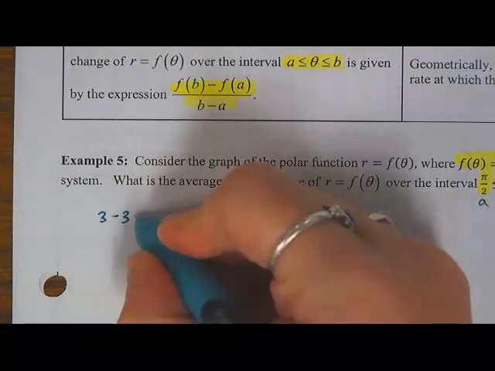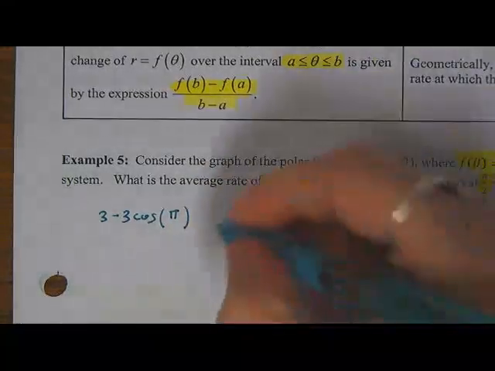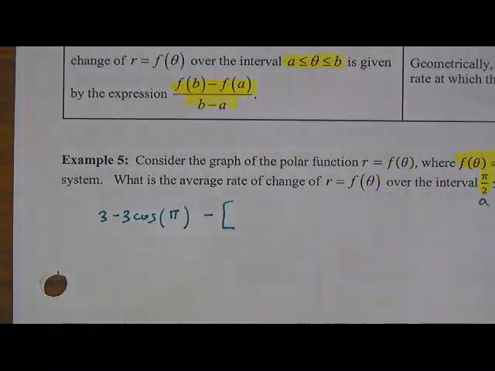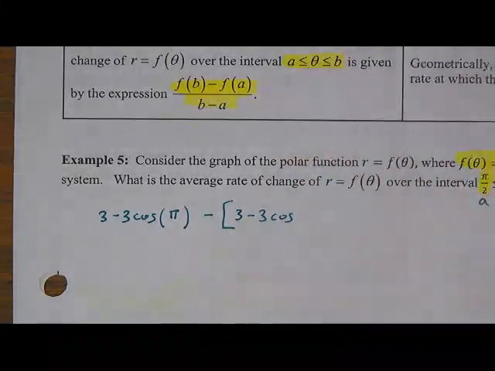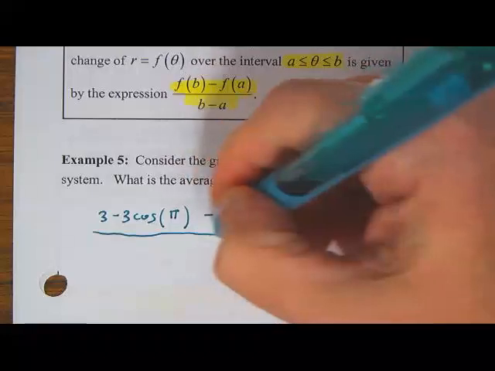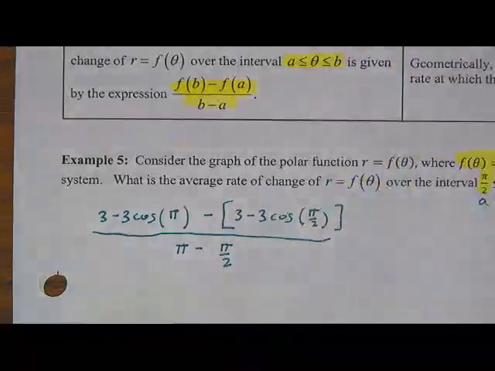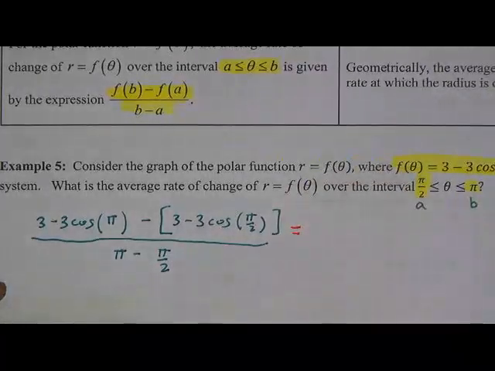3 minus 3 cosine of pi, minus, and I'm going to use brackets because I have to subtract all of what I'm about to write, minus 3 minus 3 cosine of pi over 2. All divided by b minus a, pi minus pi over 2. And let's just move horizontally. Let's kind of pick this apart.